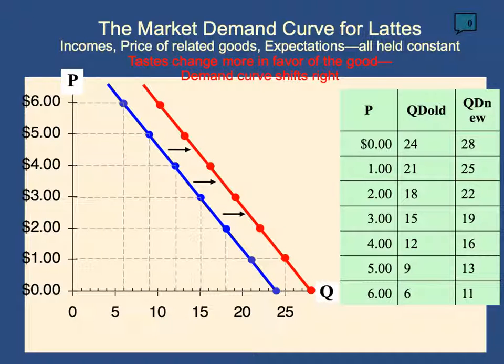And when you have a change in price, you really only move along the demand curve or along the demand schedule. For example, as we saw, if the price changes from 3 to 4, the quantity demanded is going to go from 15 to 12. So the factors that cause the demand curve to shift are factors other than the price of a good.